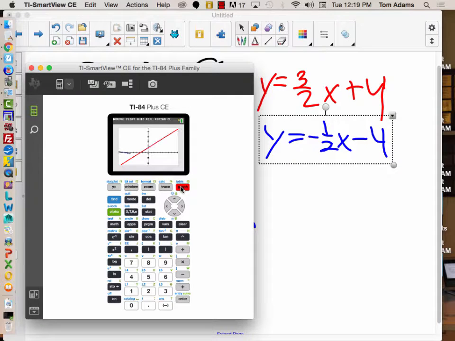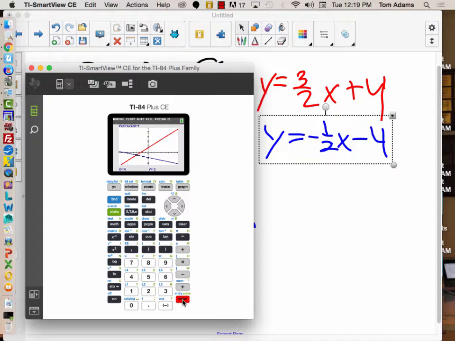I'm going to graph them. Where does it look like it intersects? Negative 4, negative 2. Boom. Now, how can I let my calculator verify the intersection?